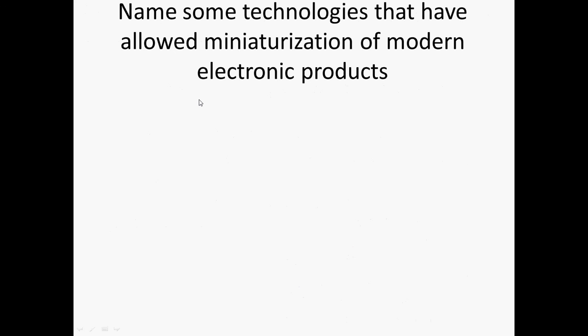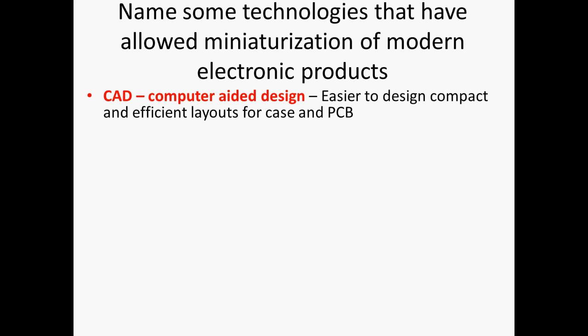This is how all modern plastic parts and electronic cases are made. Right, miniaturization is a topic. Name some modern technologies that have allowed for it. So, computer-aided design has allowed us to make products ever smaller because we can plan and draw much quicker and better and closer together on a computer than we can by hand.